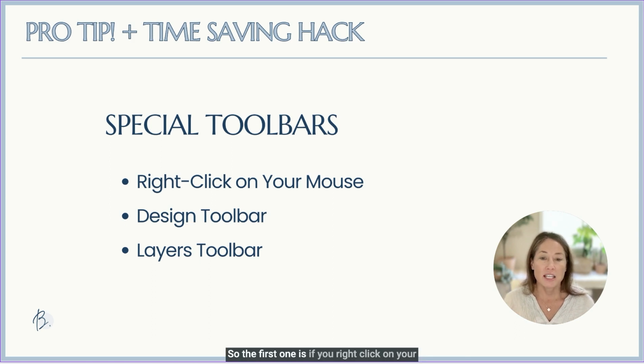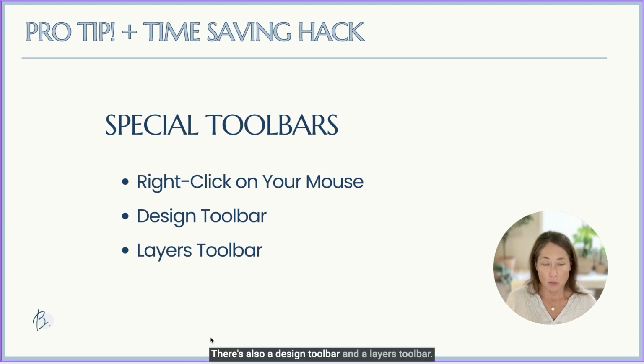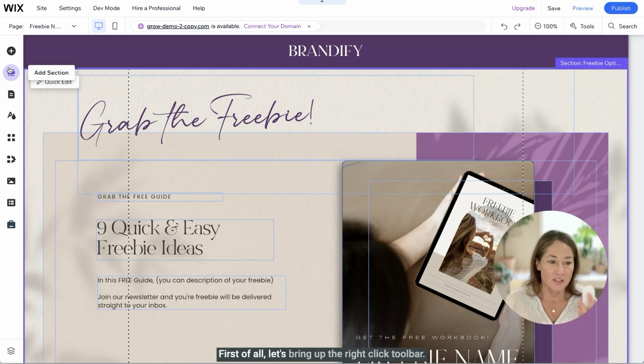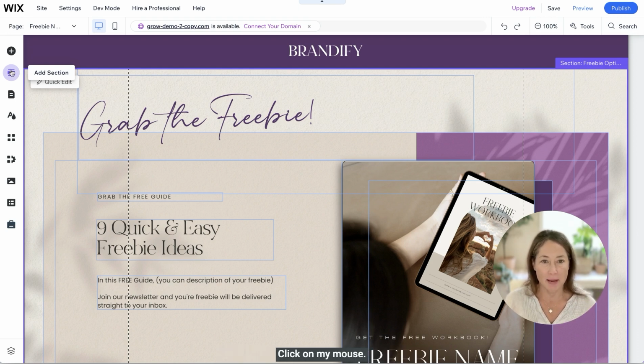So the first one is, if you right-click on your mouse, it will activate a right-click toolbar. There's also a design toolbar and a layers toolbar. So let's jump back over to the editor and I will show you these now. First of all, let's bring up the right-click toolbar. So I'm going to right-click on my mouse.